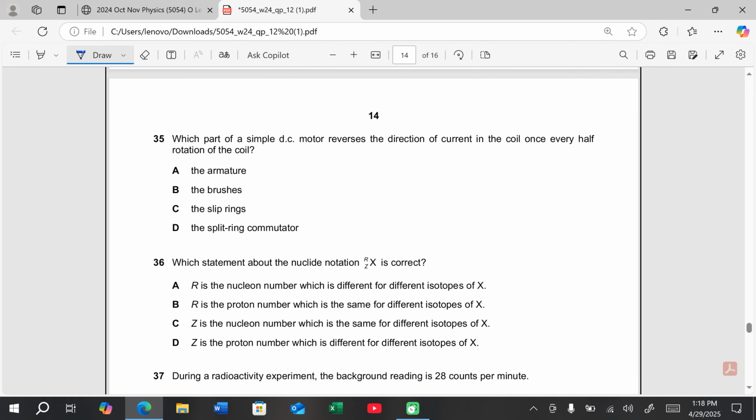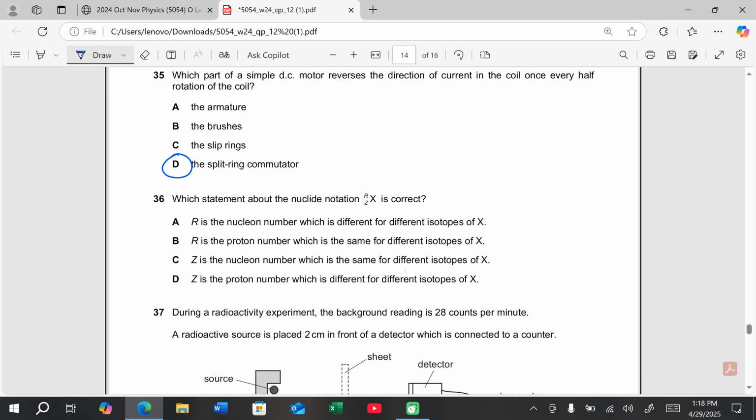35. It says which part of the DC motor reverses the direction of the current once every half rotation. It's always the split ring commutator. Slip rings are not part of a DC motor, so that's wrong. The brushes are used to connect the commutator to the current, which has nothing to do with the reversal of current. The armature also has nothing to do with the reversal of current. So it's always the split ring commutator.